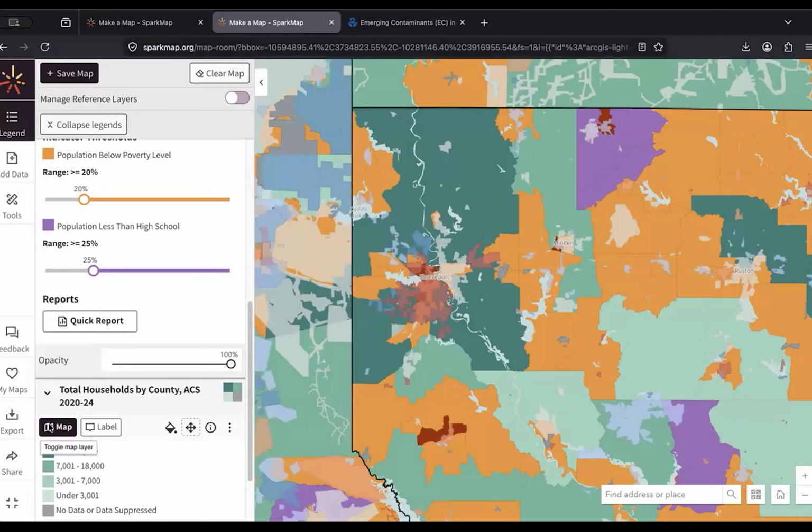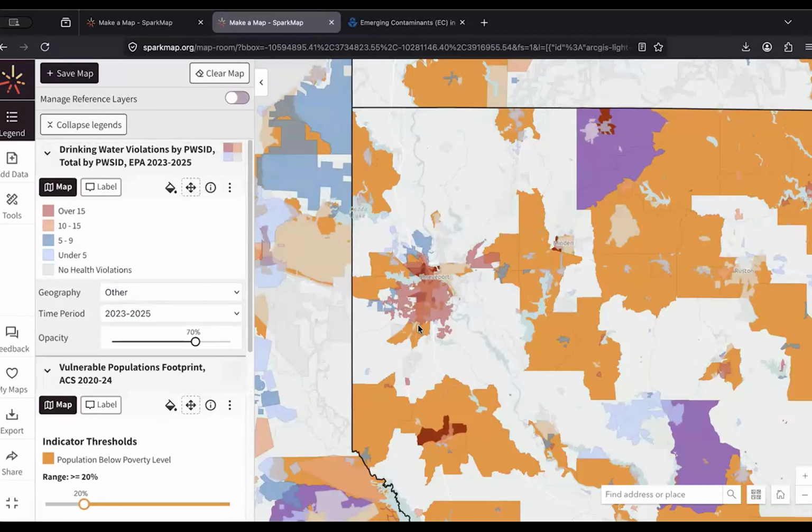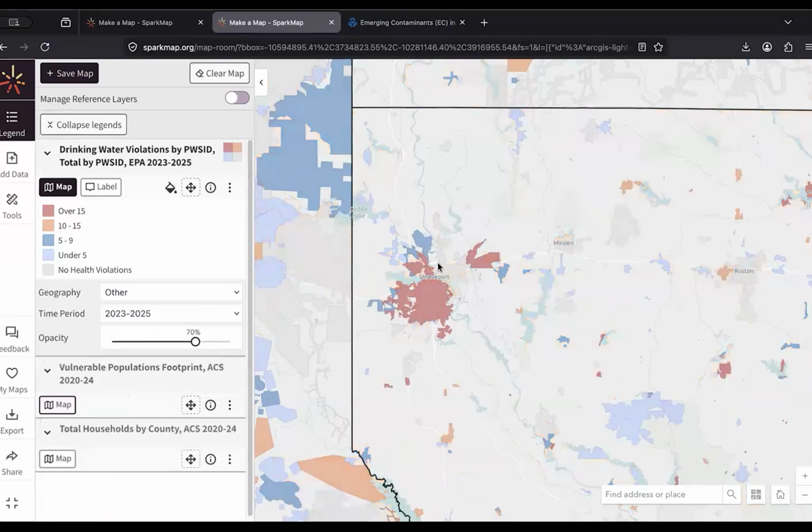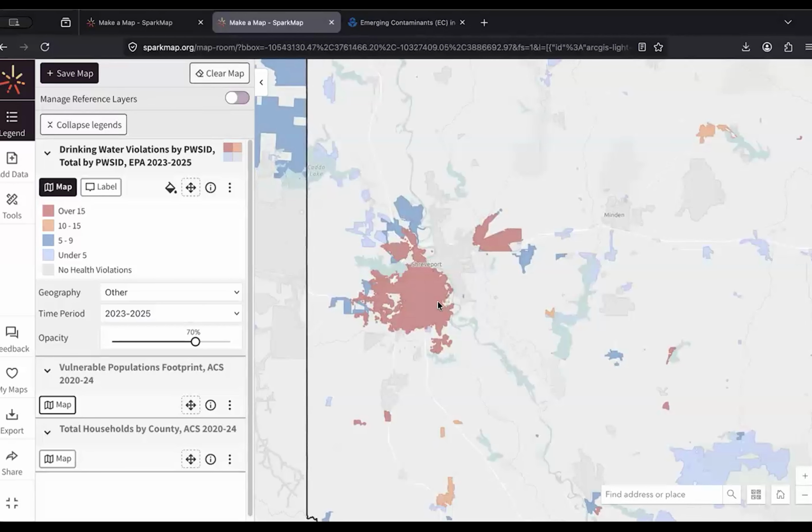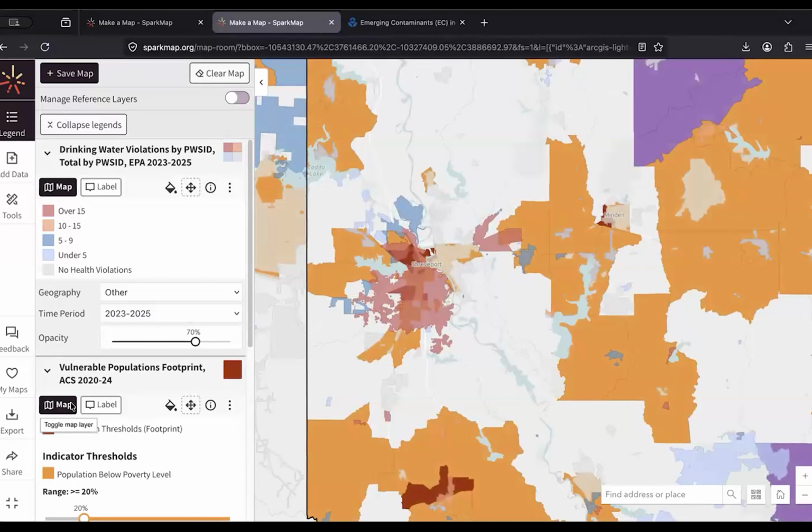And we can start to see, I'm going to turn off my total households, that we do have some overlap, right, in terms of some of our vulnerable populations and some of these areas that we're seeing have lots of drinking water violations, right? So this could be an area that would be a good candidate for a grant like this one, right? Where we've got some vulnerable folks in a disadvantaged community, and we already know that there could be some existing drinking water problems, right? So I was just toggling on both of my layers to inspect and find where some of those overlaps are.